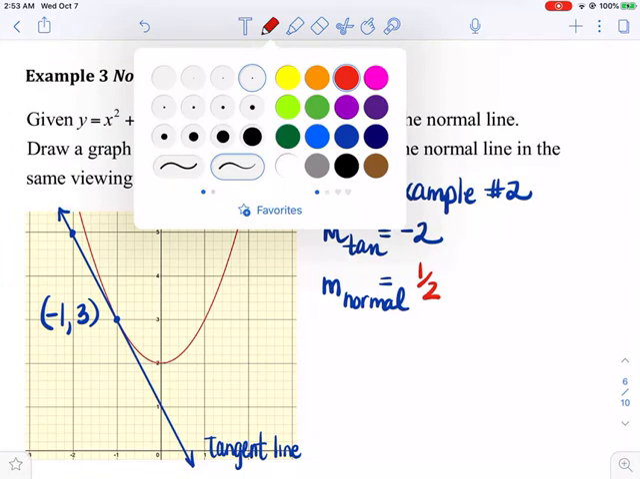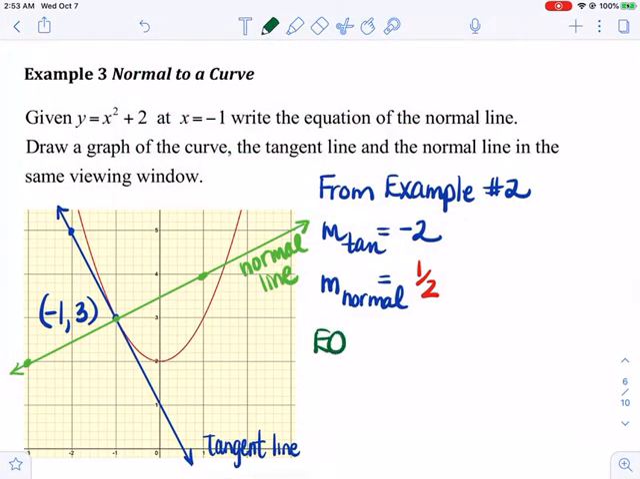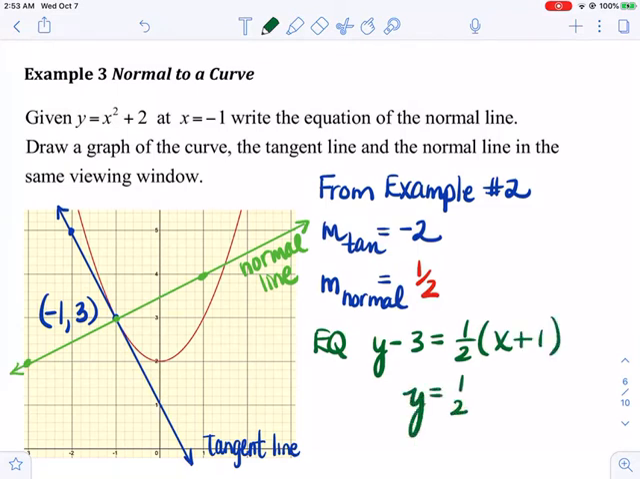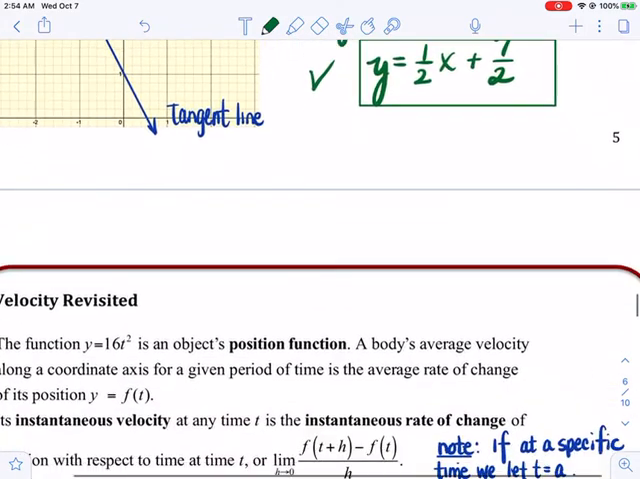Because the normal line is perpendicular to the tangent line. So if I draw this line going through this point, this is the normal line. Then to write the equation for this, the equation would just be y minus 3 is equal to 1/2 times the quantity x plus 1. And we could simplify that to 1/2 x, and if we distribute, we get 1/2 plus 3, or plus 7/2. There's the normal line to the curve.